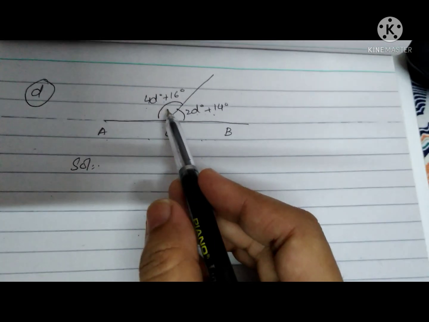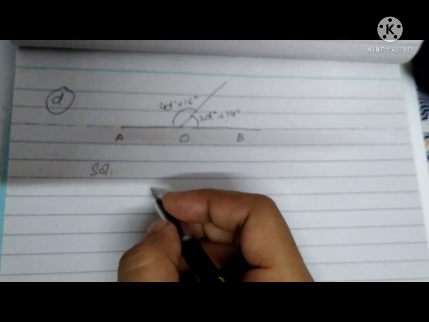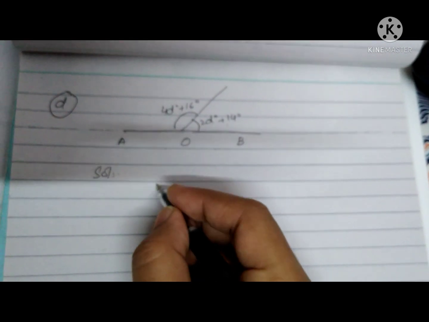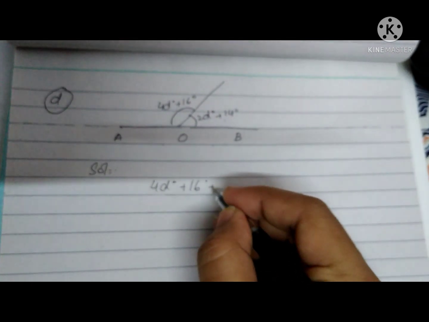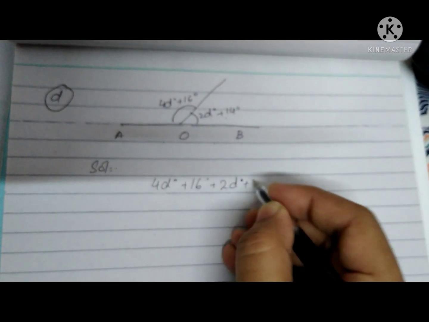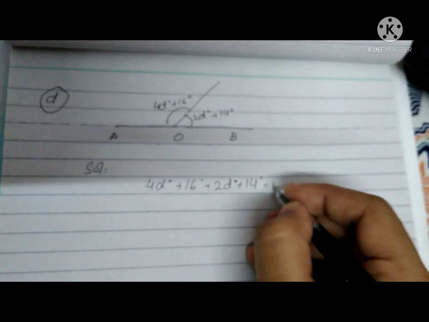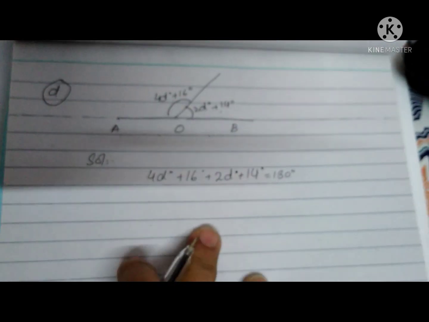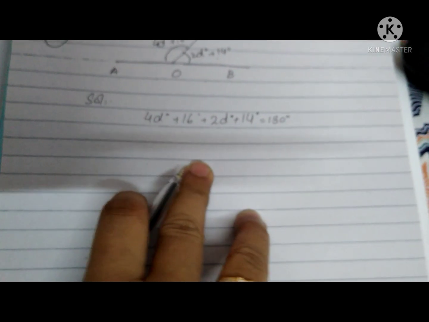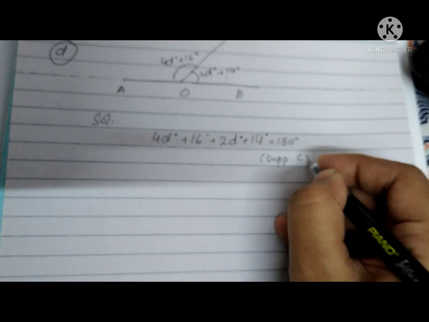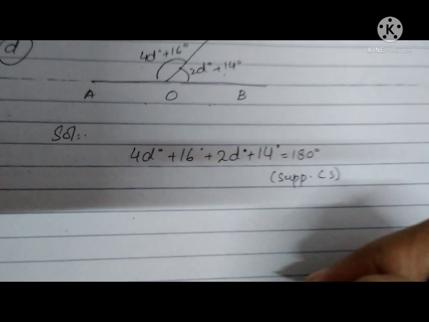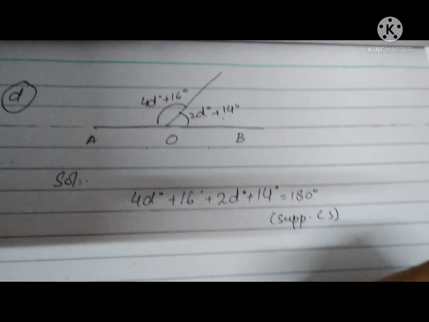So what we have to do, we have to make a statement that is 4D plus 16 plus 2D plus 14 degree is equal to 180 degree. Why are we making this equation? Because they are supplementary angles. Why are they supplementary angles? Because they are forming on a straight line, that is AOB.